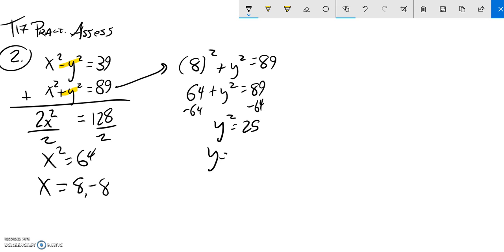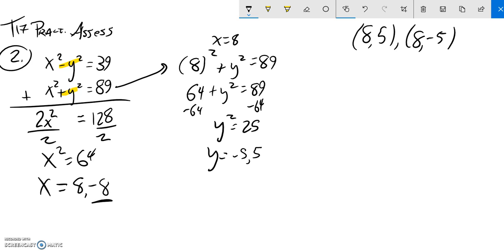So y equals, remember, not just 5, but 5 and negative 5. Both of those things. So when x is 8, y is those things. So I know it goes through the point (8, 5). It also goes through the point (8, negative 5).